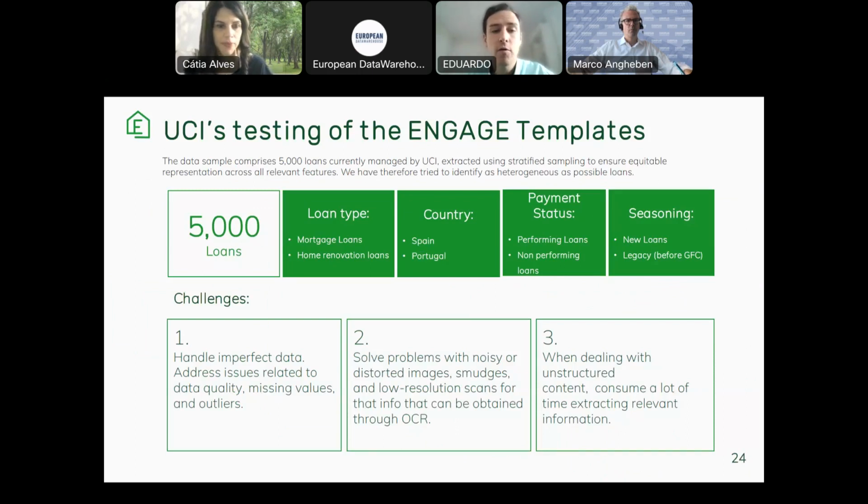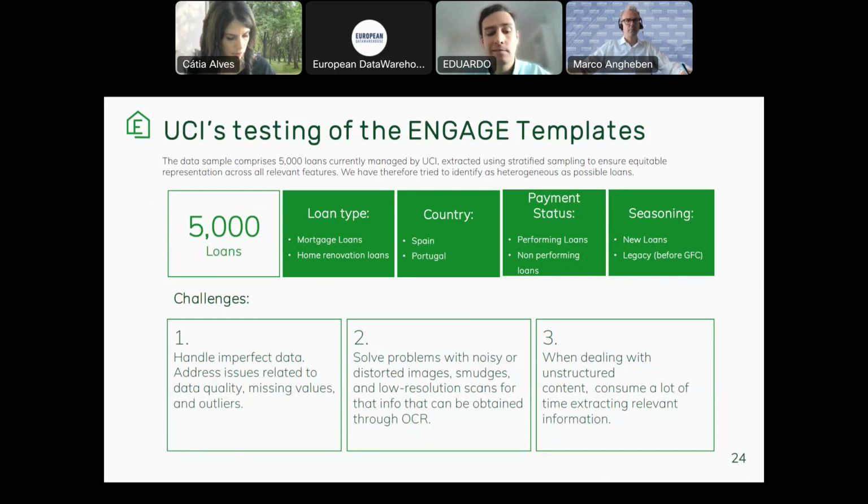This is the inflow we get, out of which we've built this first sample of around 5,000 loans. This first collection of data from which we wanted to test the templates and see at what current status we are and where we can improve.